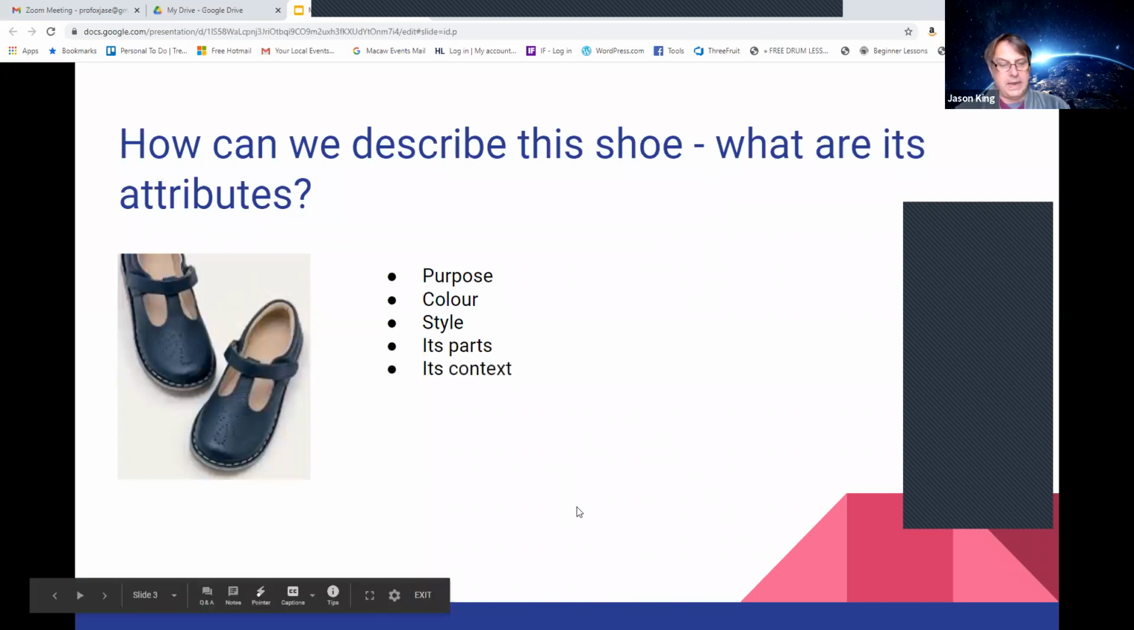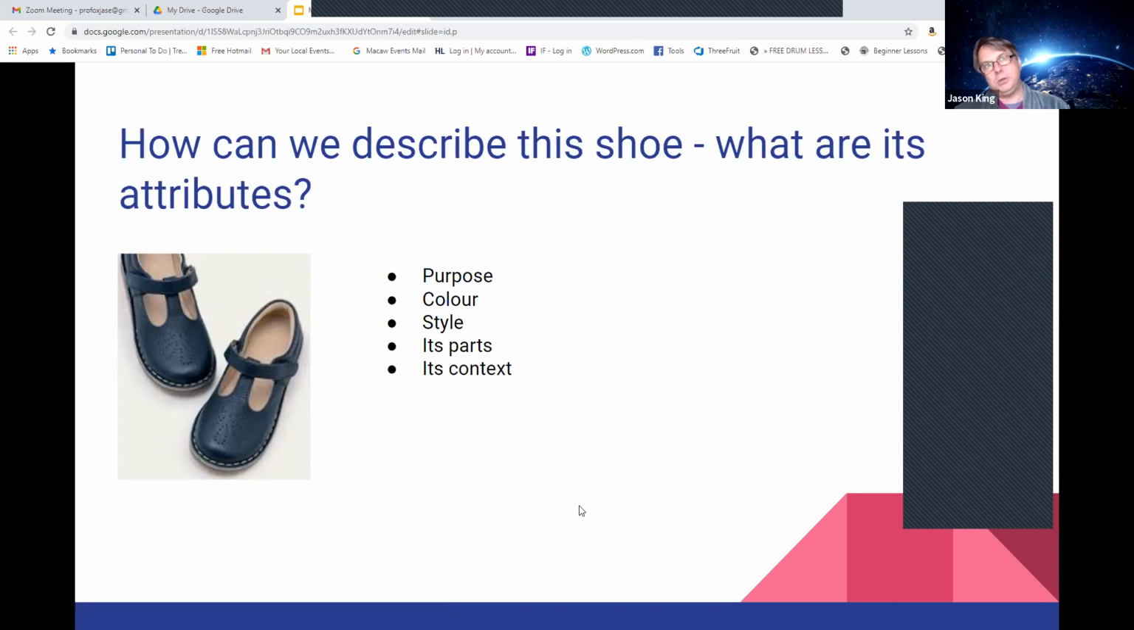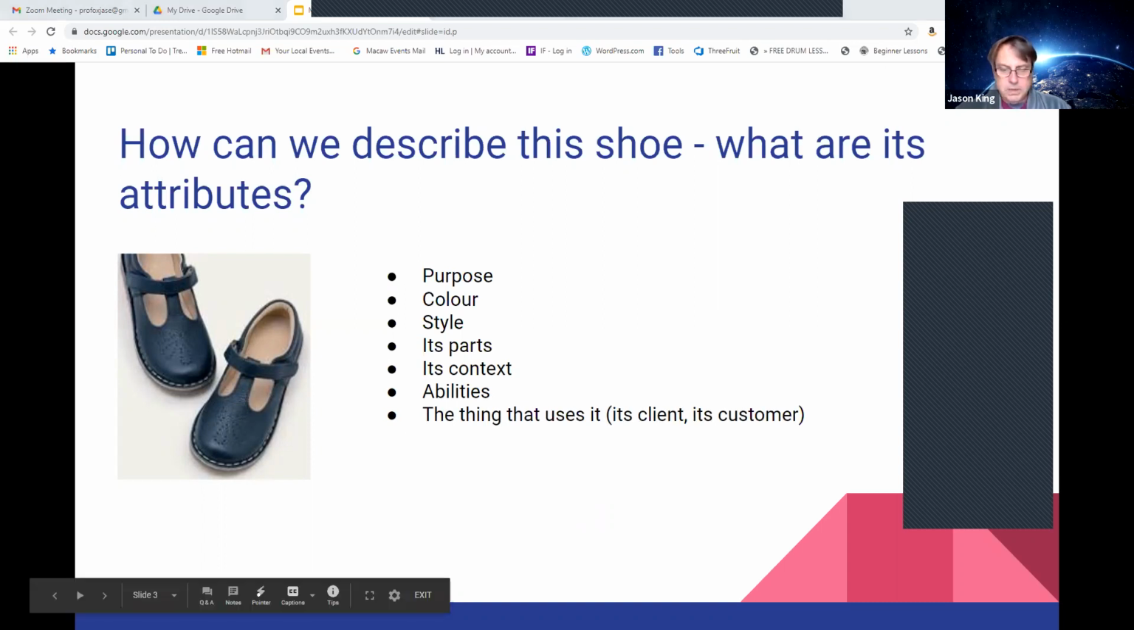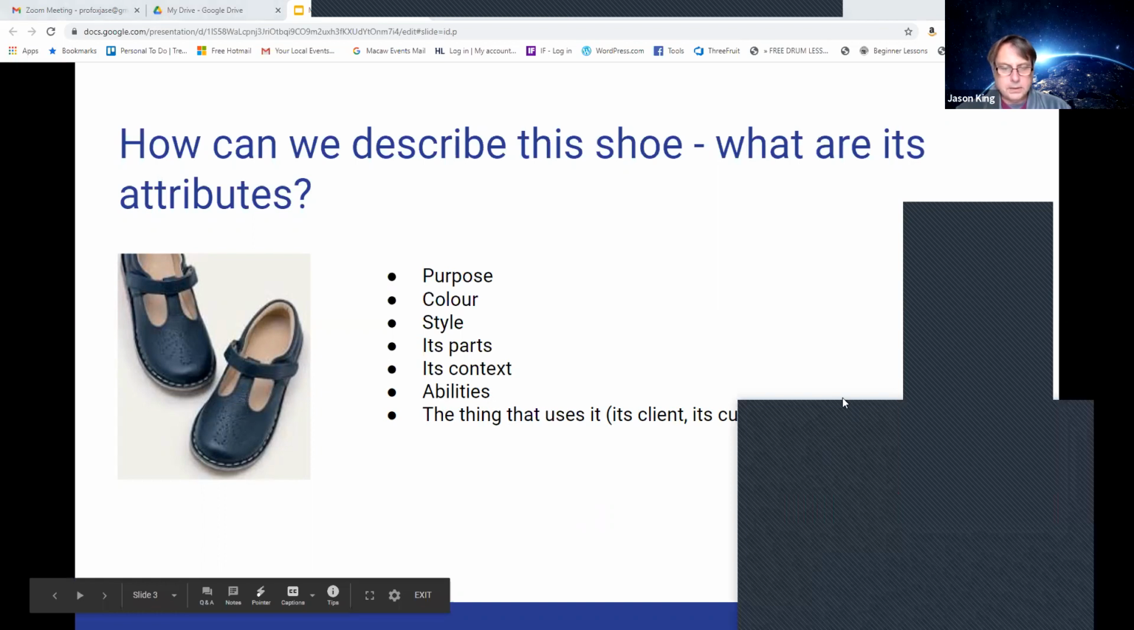What about its context? Well, we talked about that, didn't we? The context of the shoe, which I guess is kind of tied to its style. Let's have a look. And what abilities does it have? And the thing that uses it, it's usually the customer, isn't it? So bear with me one sec. This is what I mean by context.